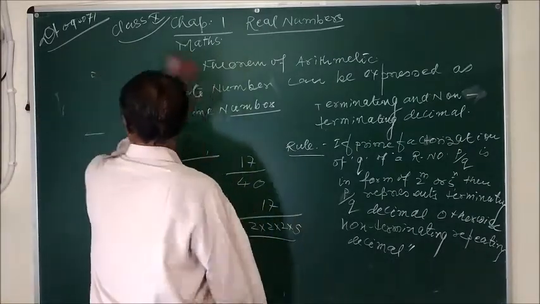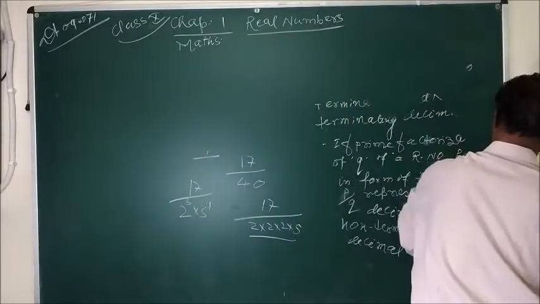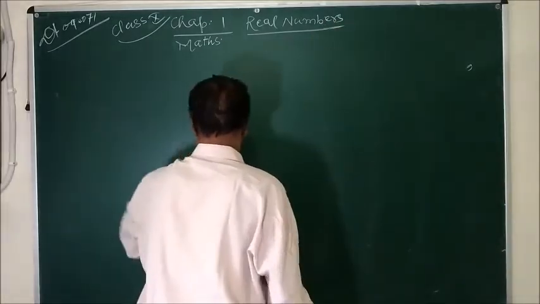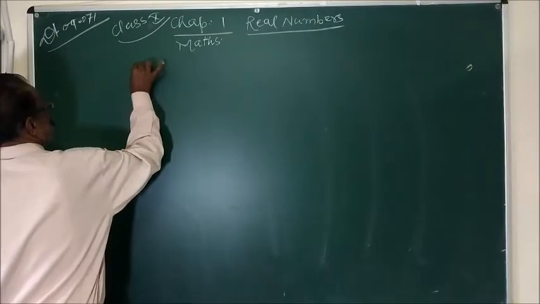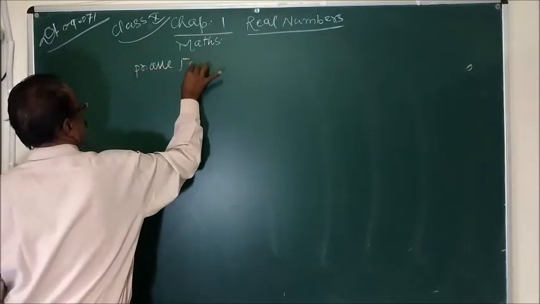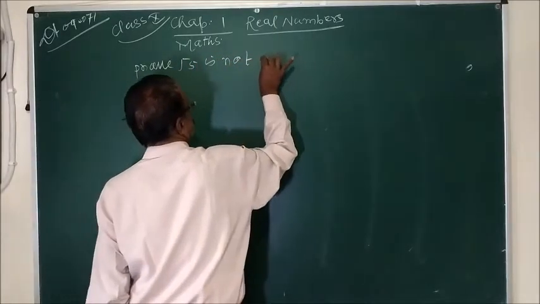One important thing I would like to express to you: how can you prove root 2 or root 3 or root 5 is irrational? Suppose we prove root 5 is not a rational number. Is it rational or irrational? Irrational.